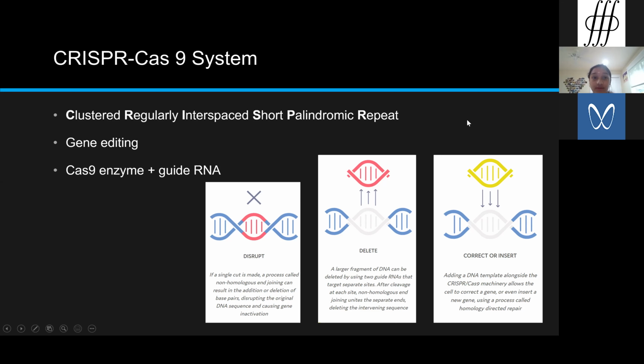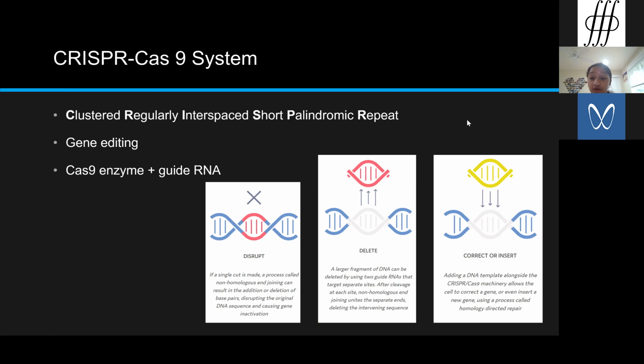Okay, so something you want to avoid when you're using the CRISPR-Cas9 system is disruption, right? If a single cut is made, a process called non-homologous end joining can result in the addition or deletion of base pairs, and that would disrupt the original DNA sequence and cause gene inactivation, which is something you want to avoid. But the CRISPR-Cas9 system is good in that it can delete unwanted genes or correct or insert new genes.